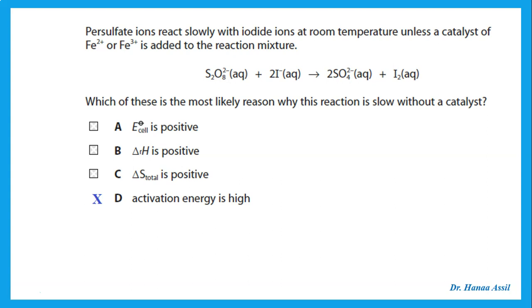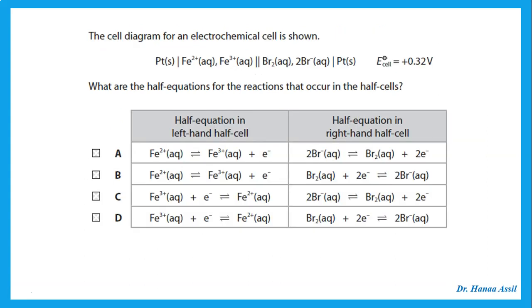Why is it slow? Remember that if something is slow, probably out of these choices, then the activation energy is high. If we don't have that choice, then we say because both reactants are negatively charged, so originally they will repel. They will not like to come together and collide and react. So that is why they need a catalyst. And that is actually why the activation energy is high.